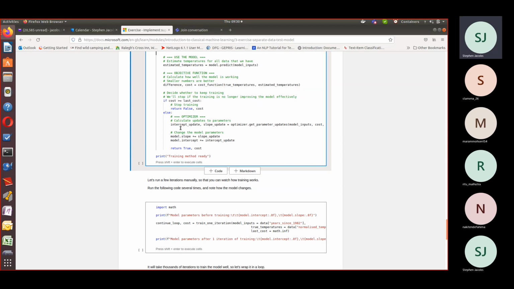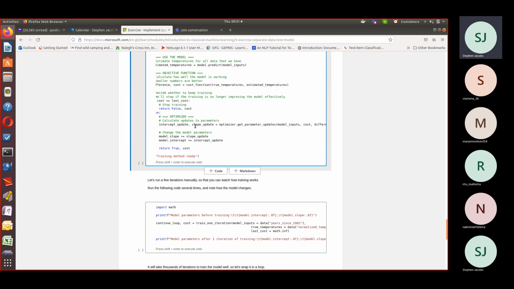and then we return the final cost to the calling function. Else, we continue to update the intercept and the slope using the optimizer based on the model inputs and the current cost. So this is the one that's doing the work. This line here does all the work of updating our first parameter, which is the slope, and our second parameter, which is the intercept. And then we can change those model parameters according to the slope update and the intercept update, which are being produced by the optimizer.